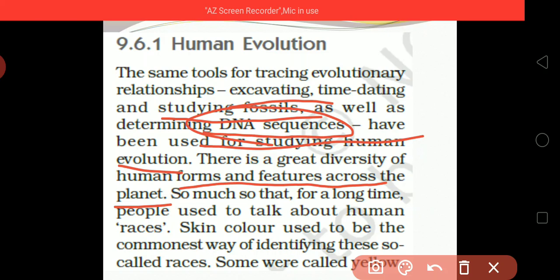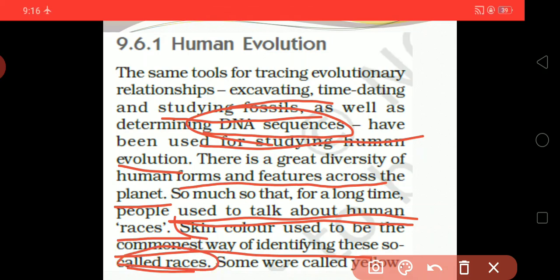planet, so much so that for a long time people used to talk about human races. Skin color used to be the commonest way of identifying these so-called races. We would judge a person by skin color, and depending on it we could judge them as belonging to a certain race, whether African, Indian, Australian, or European.